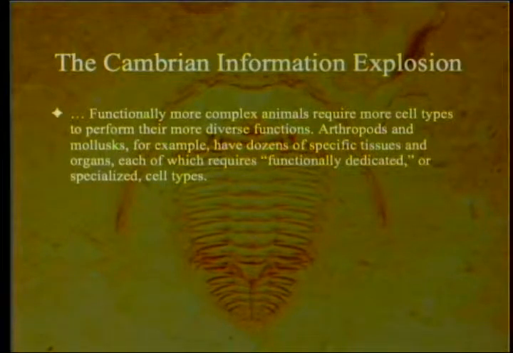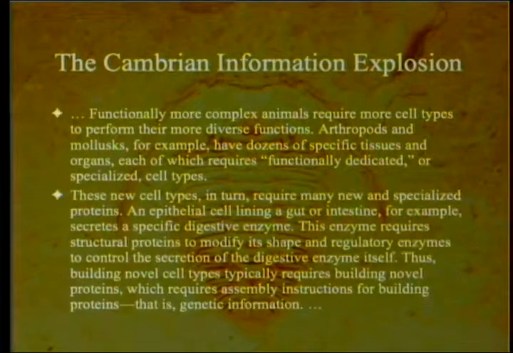Functionally, more complex animals require more cell types to perform their diverse functions. Arthropods and mollusks, for example, have dozens of specified tissues and organs, each of which requires functionally dedicated or specialized cell types. These new cell types, in turn, require many new and specialized proteins. An epithelial lining, a cell lining a gut or intestine, for example, secretes a specific digestive enzyme. Actually, it secretes many specific digestive enzymes.